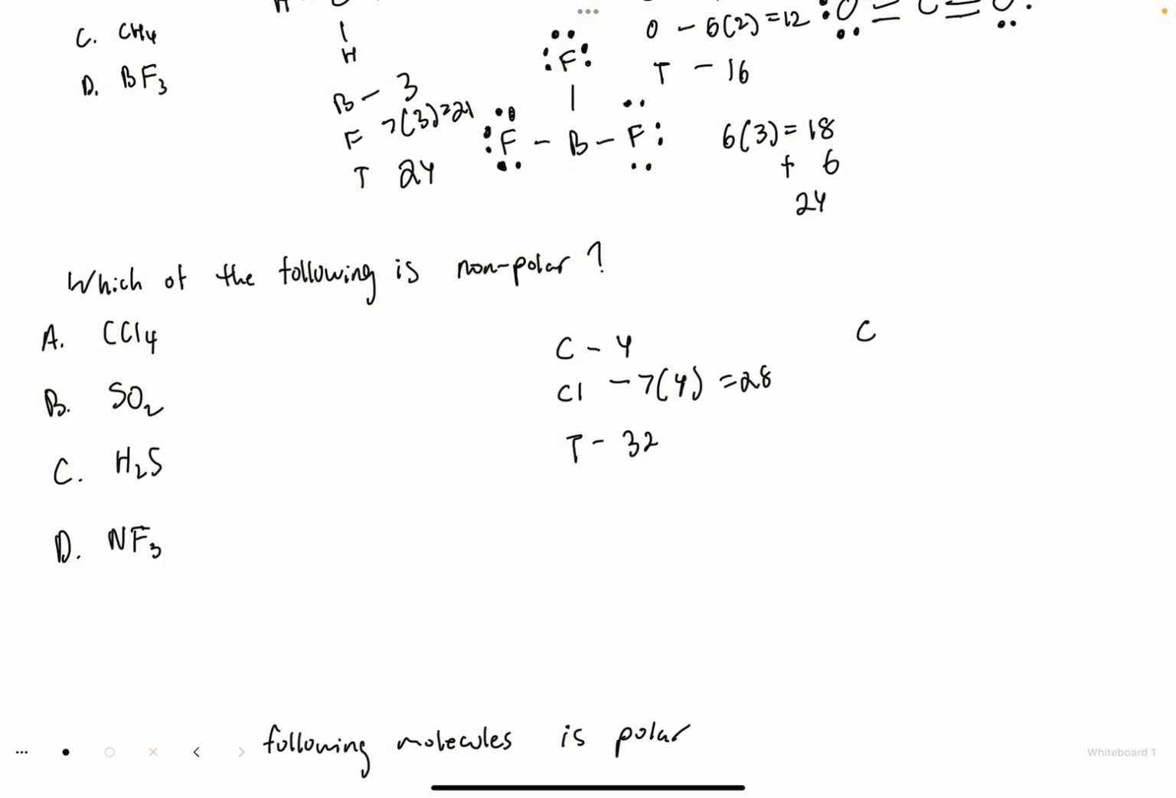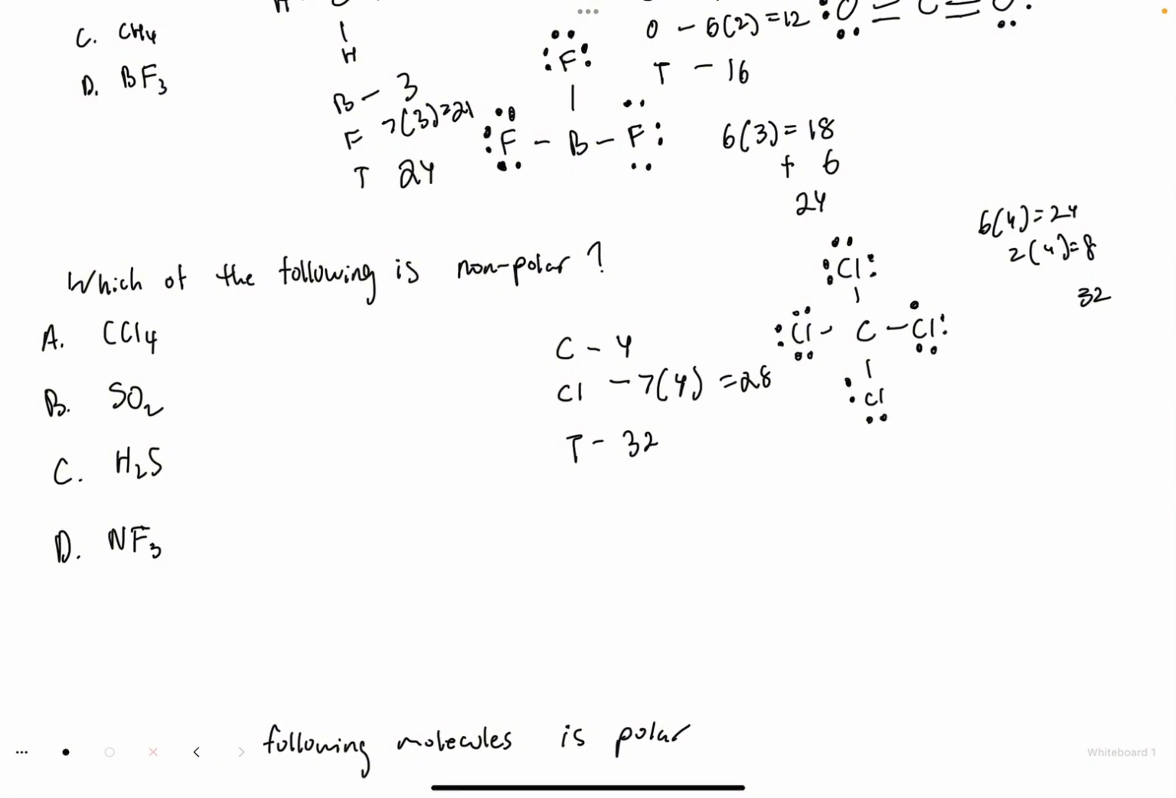Carbon is in the middle, with chlorine, chlorine, chlorine, chlorine. Now let's see. 6 times 4 would be 24. 2 times 4 would be 8. So you have 32. So you have an even distribution of electrons, and you don't have any problems with polarity. So this one would be nonpolar.